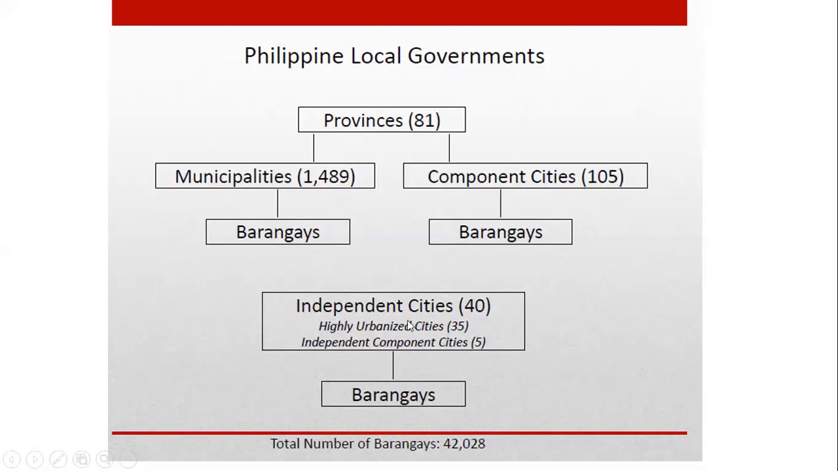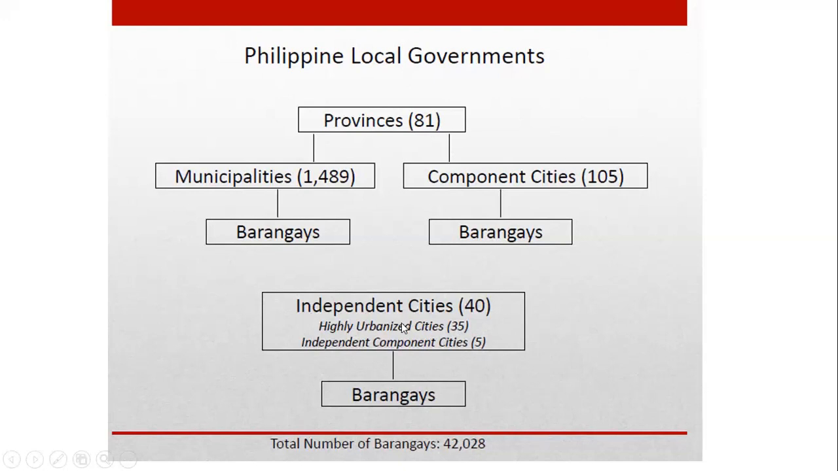Going back, what's the difference between this independent city and this component city? Independent cities are not governed by the provincial government. Now, there are two types of independent cities. We have the highly urbanized city like Baguio City. These cities have tax revenue of at least 50 million every year. By the way, Baguio City's budget is like, I don't know, more than a billion. Also, there are independent component cities. It is a component city of the province, but they are independent, meaning they are not governed by the provincial government.